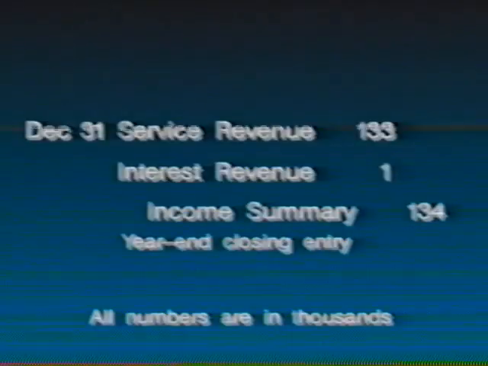For the Ibsen Advertising Agency, the first closing entry would be debit service revenue $133,000, debit interest revenue $1,000, and credit income summary $134,000. Record this in your journal found on page 4 of your fact sheets. There are 5 balances on the debit side of the income statement.